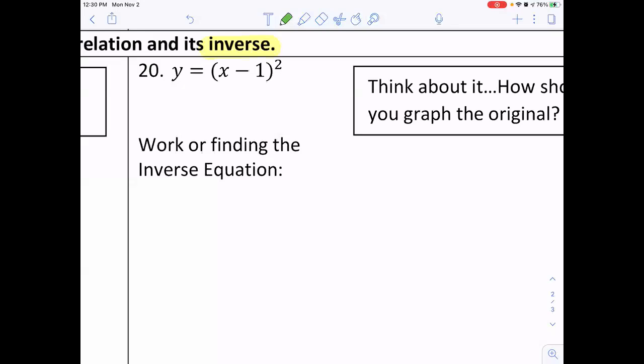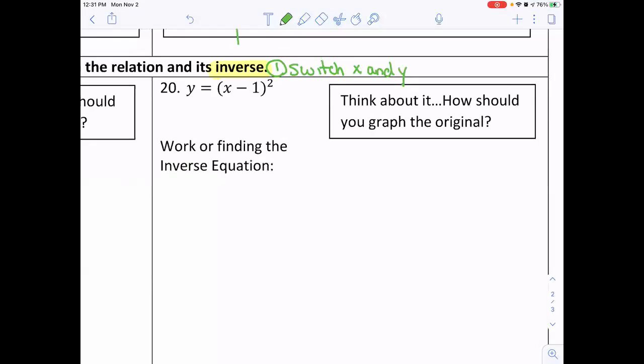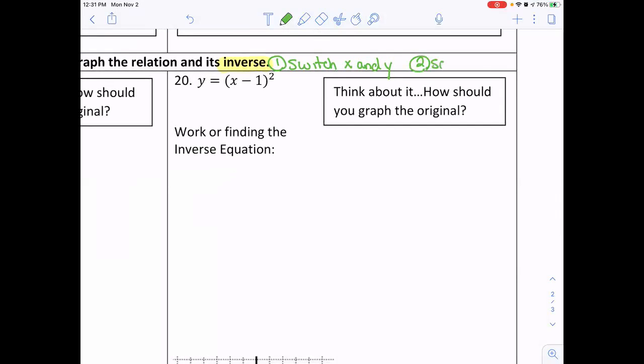When you see the word inverse, you have got to remember that means switch x and y. And step 2, solve for what? Solve for y. I'm going to quiz you on that tomorrow. Those 2 steps are huge. Switch x and y, solve for y. So right here, instead of writing y, what do we write? Then bring down the equal sign. Then bring down a parenthesis. But instead of x minus 1, what do you bring down? Good.